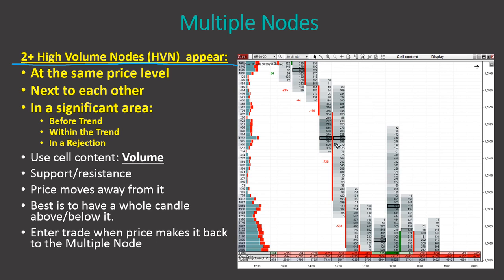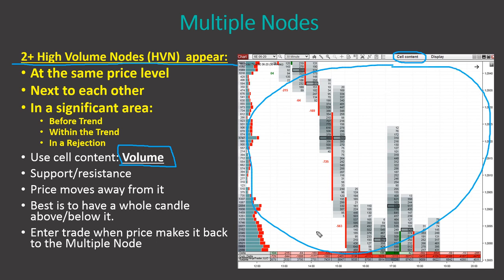Now the setting which I use for this strategy is the volume setting. You can set it up in here in the cell content. You set it up for volumes. The chart will look like this with the nice gradient colors of gray. And those levels which you are going to find are strong support and resistance zones. So this level is a support and resistance zone. In this case, this is a resistance zone, all right?